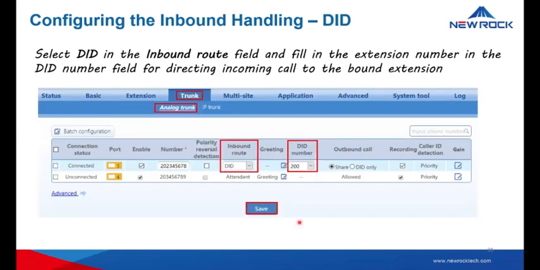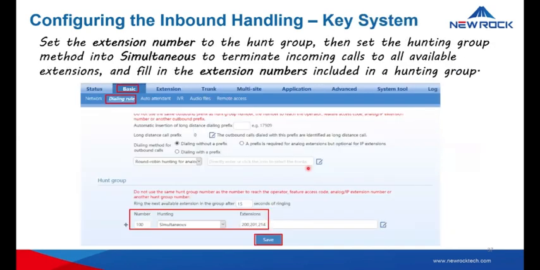Another type of inbound handling is our DID, which means that you can direct an incoming call to the bound extension. Go to the analog trunk, then select inbound route to DID. You can select the DID number or you can select the DID trunk. And after that, you can also select the key system handling. Key system means that you can set the extension number. This is a typical scenario wherein extensions share the same trunk, like line appearances on the IP phone.